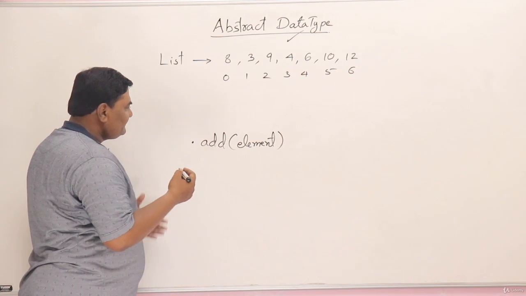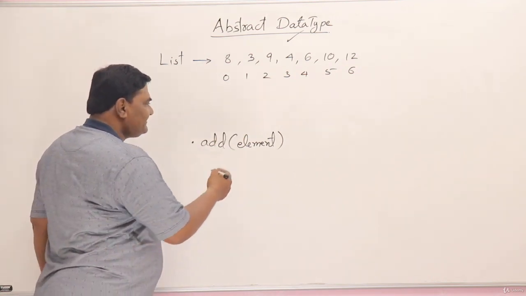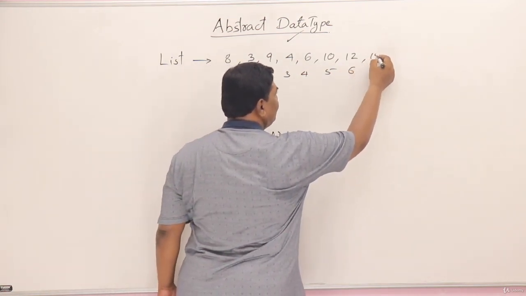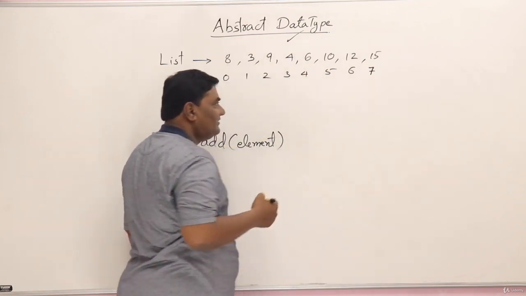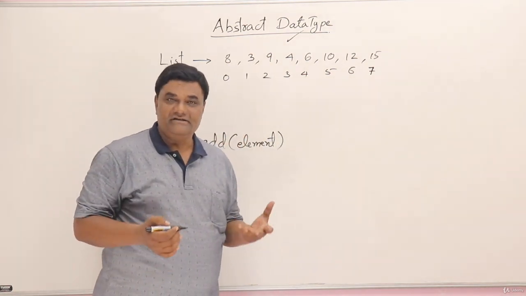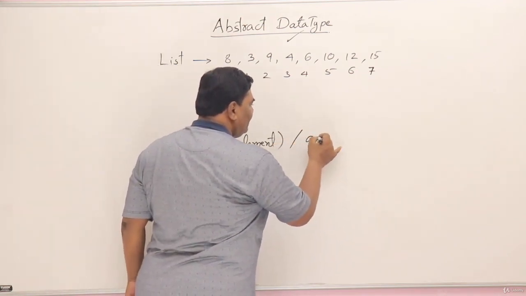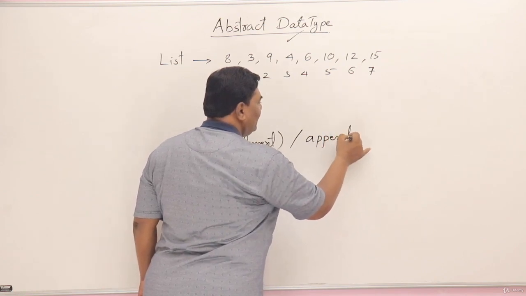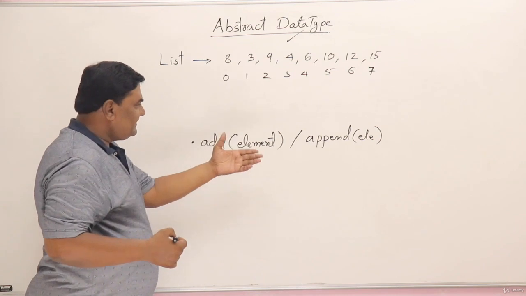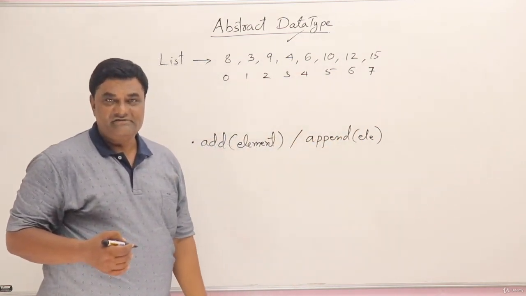Adding an element, this means that I want to add something to the end of a list. Like suppose I want to add 15. So 15 should be added here at index 7. So add means adding an element to the end of a list. So this is the meaning that we can take. And this add can also be called append. Append an element. So this also means adding some element at the end of a list.